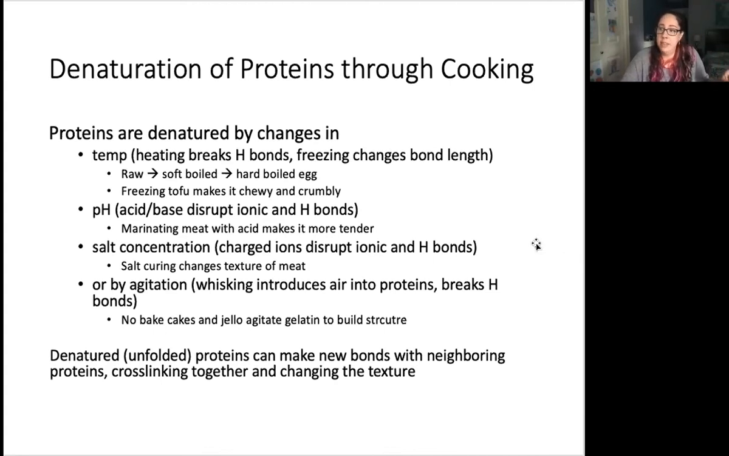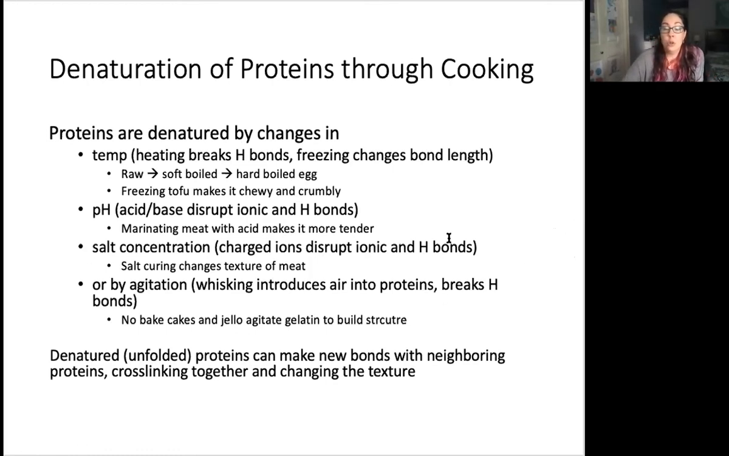I am a vegetarian. I like to freeze my tofu before I cook it. So you freeze it and then you take it out and you squish it and then you cook it. And it makes it extra chewy and crumbly because you've broken and then reformed hydrogen bonds. pH does the same thing. This is why people like to marinate their meat to make it more tender, because it breaks down the proteins.